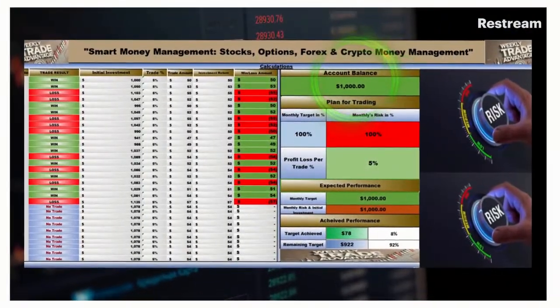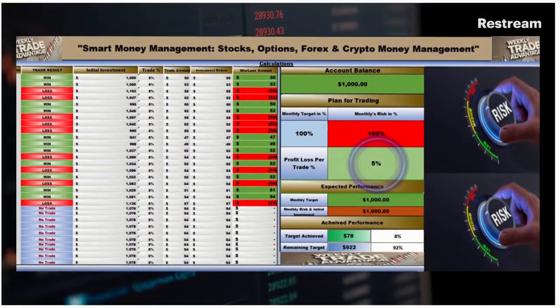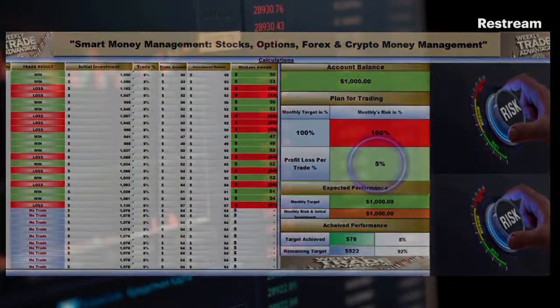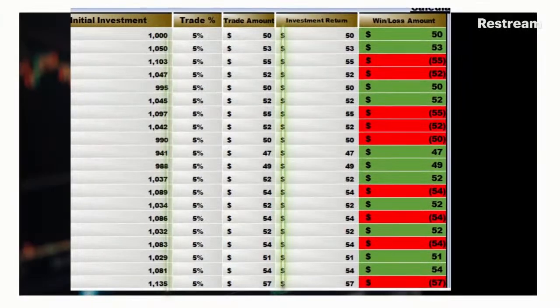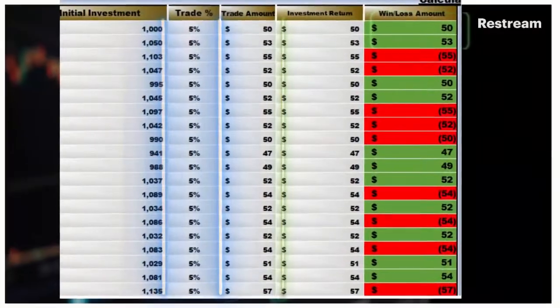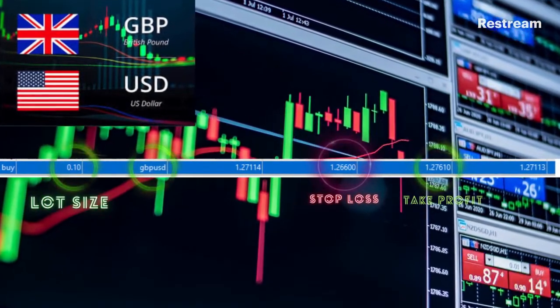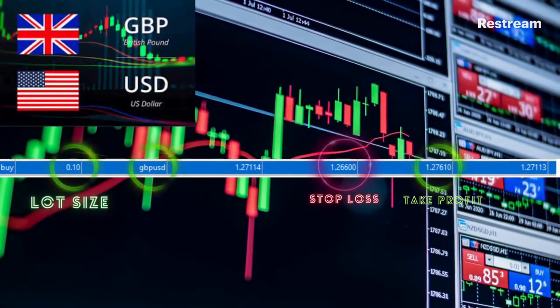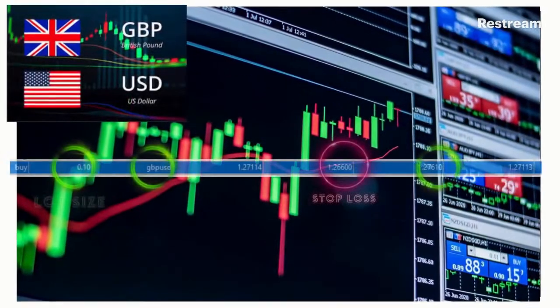I started with a $1,000 initial investment and used a 5% risk per trade strategy. My spreadsheet adjusts trade sizes dynamically. If a trade wins, the next trade size increases by 5%. If a trade loses, the next trade size decreases to preserve capital. The currency pair I traded was British pound US dollar with 0.1 lot size for each trade, and each trade followed a strict 50 points take profit and stop loss rule.